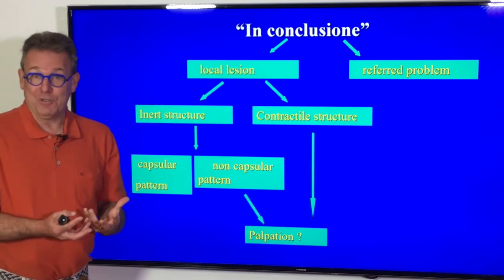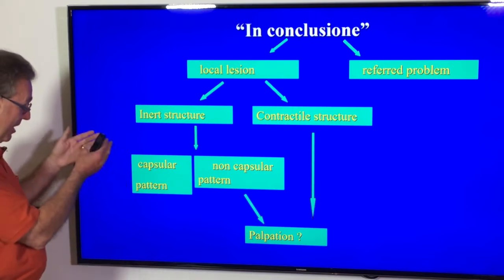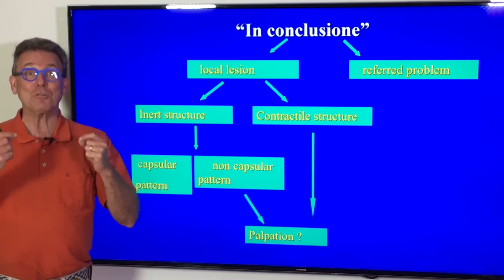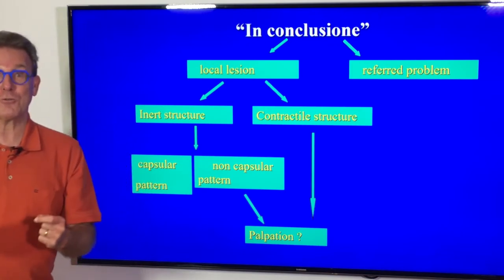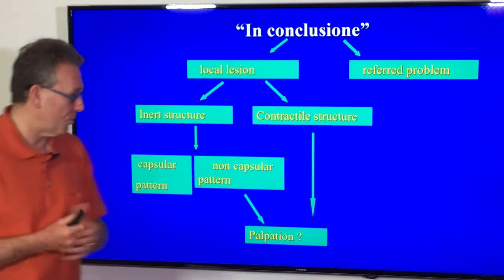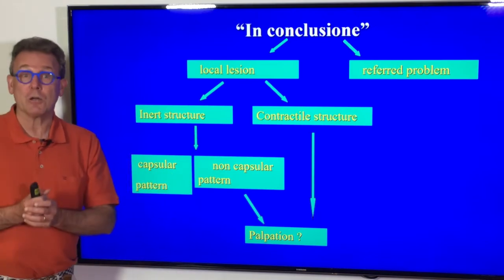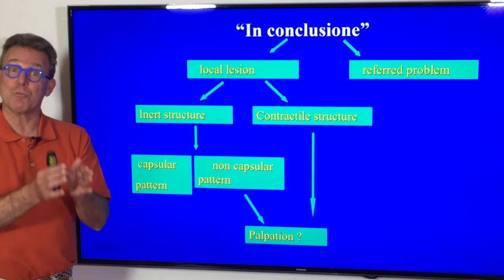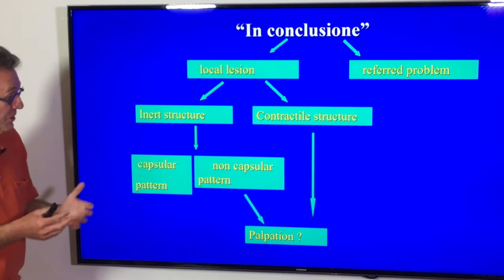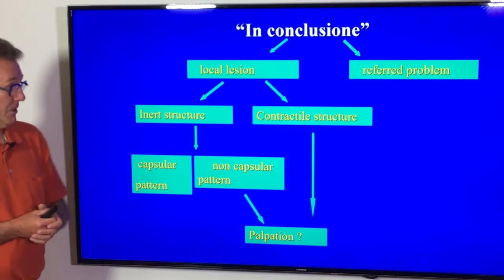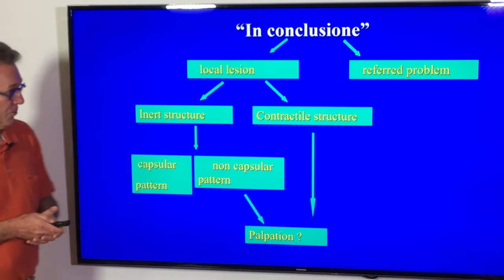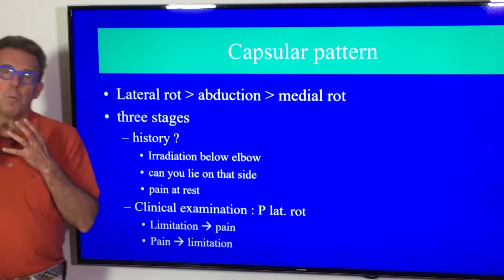And if there is a lesion of an inert structure, then you have to ask yourself, okay, capsular pattern or non-capsular pattern? And remember, the interpretation of a capsular pattern means arthrosis, arthritis. A non-capsular pattern is something else, for instance, a bursitis. And the last question we ask ourselves, do we know who is responsible for the problems? Do we know where exactly? Perhaps not. Perhaps we need palpation to have a more specific diagnosis. So this was also the subject of another film on the basics in orthopedic medicine.